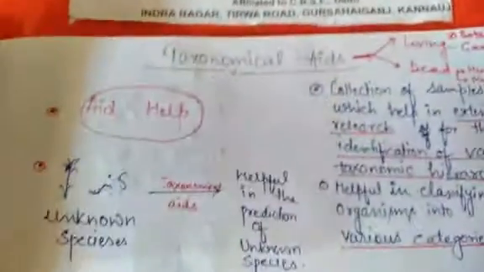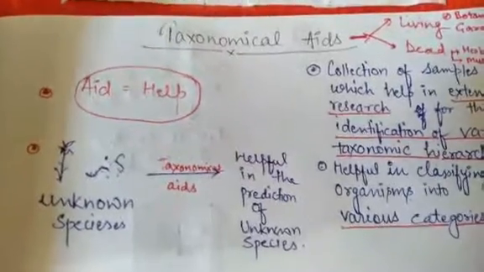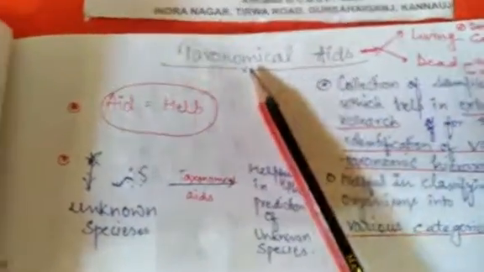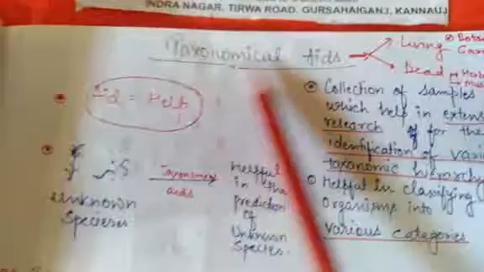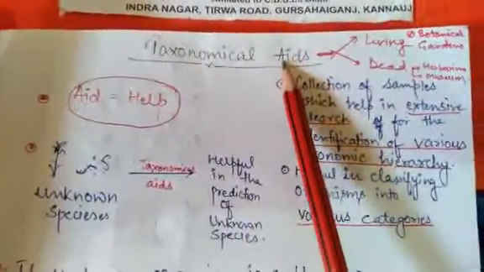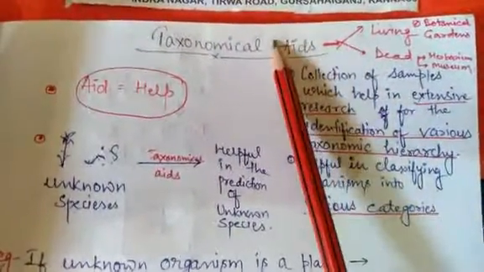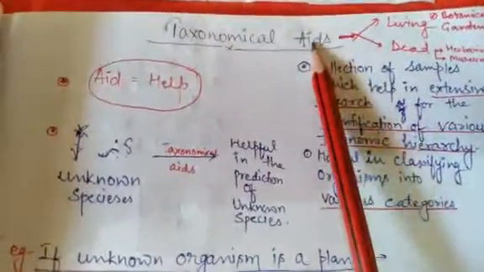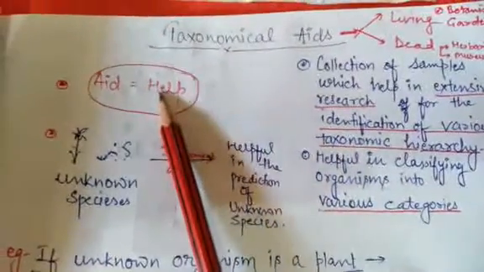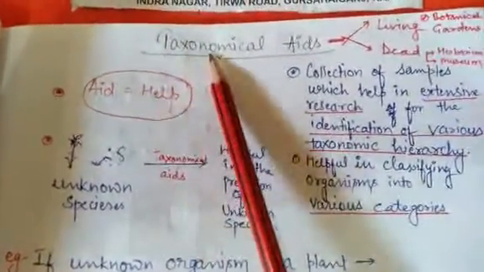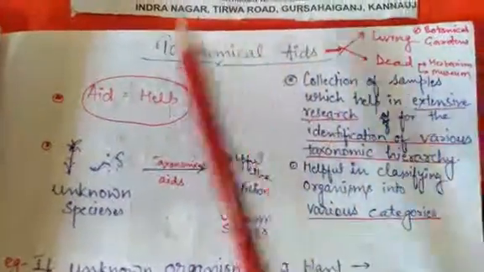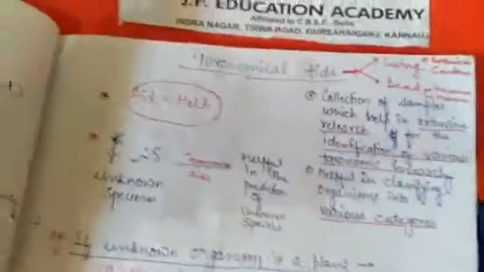Well, today's topic is taxonomical aid. This topic is related to the 11th class biology chapter 1. So let's start this particular topic. This topic, taxonomical aid, is formed from two words, taxonomical as well as aid. Aid is what? It is help. Means any help we provide in the field of taxonomy. This particular help is known as taxonomical aids.